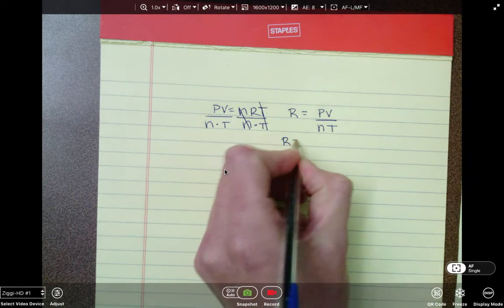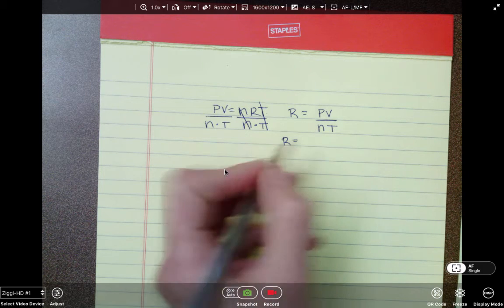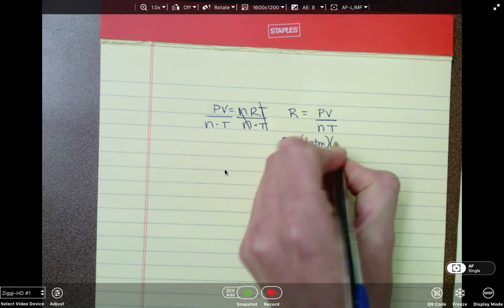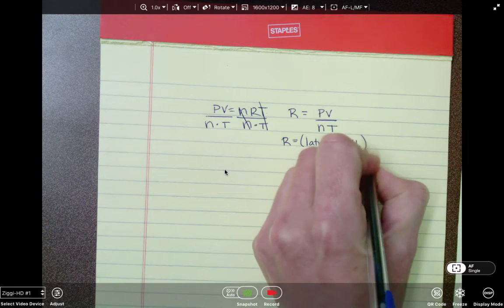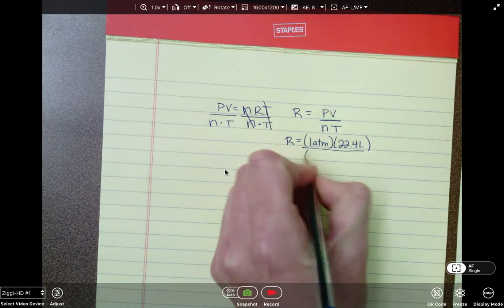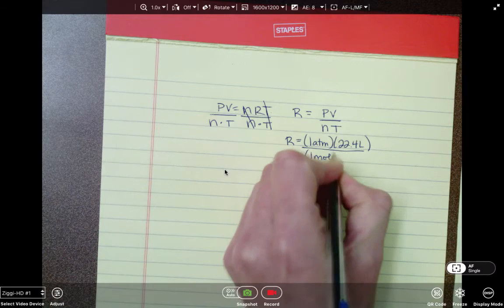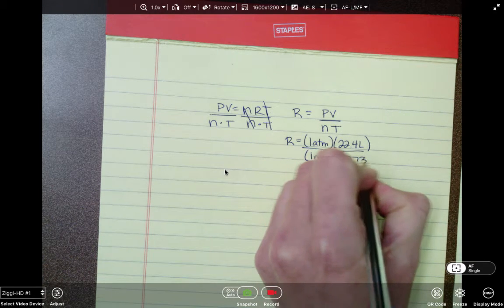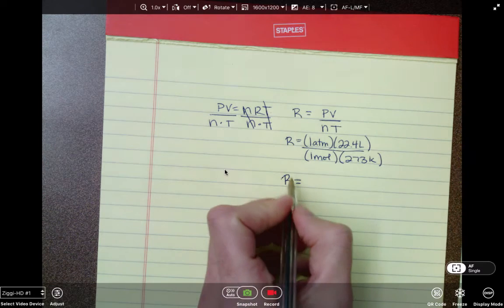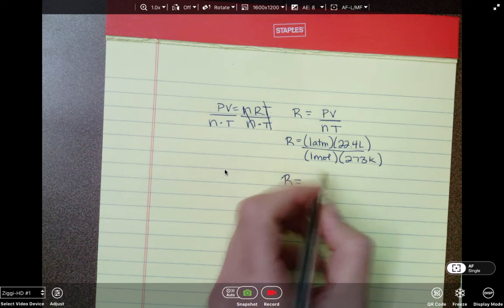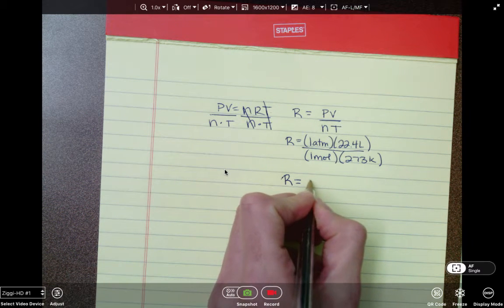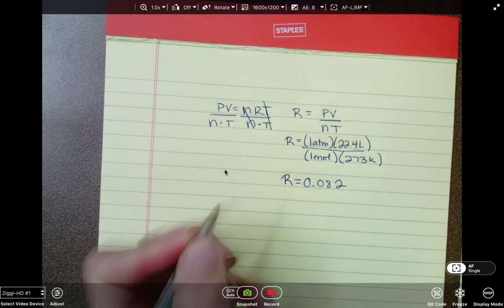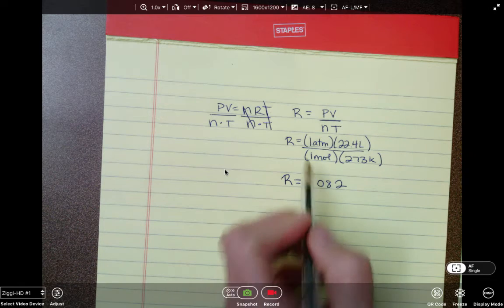So R equals those ideal conditions. 1 atmosphere of pressure, volume 22.4 liters. I most ideally am going to have 1 mole of the gas, and the temperature is going to be at 273 Kelvin. So when you multiply across and divide by the denominators, you're going to get an R equal to 0.082.